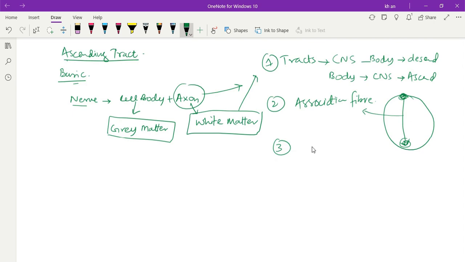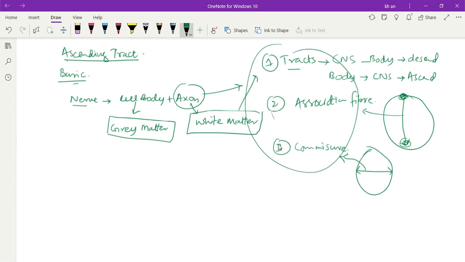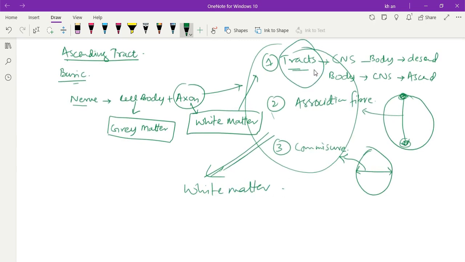And the third thing is the commissures. This is again the brain, and axons conveying information from right to left are called commissures. So axons here, here, and here in tracts all combine together to form white matter. In this lecture we will only be talking about the tracts. Now let's begin with the ascending tract.